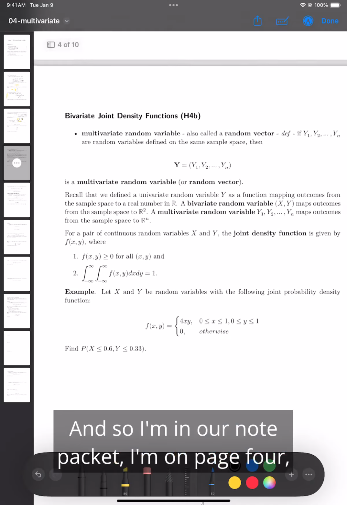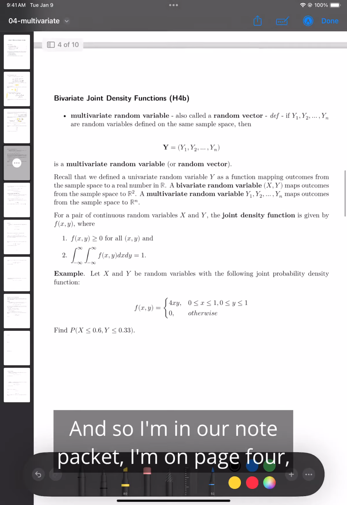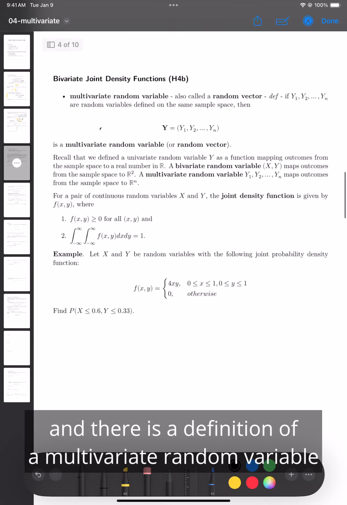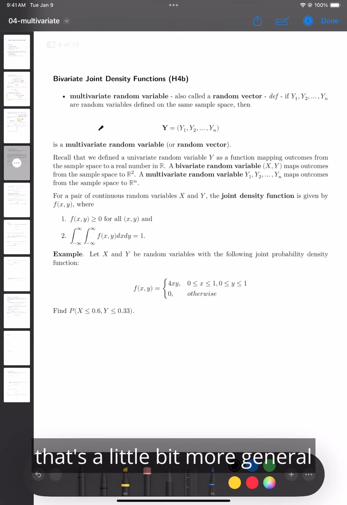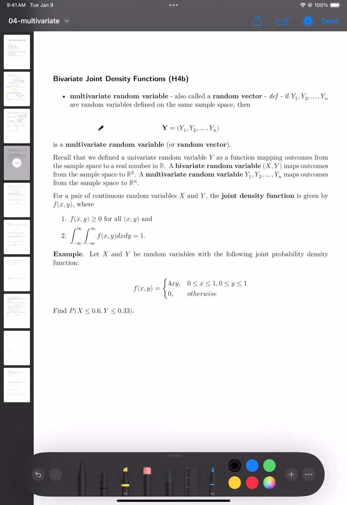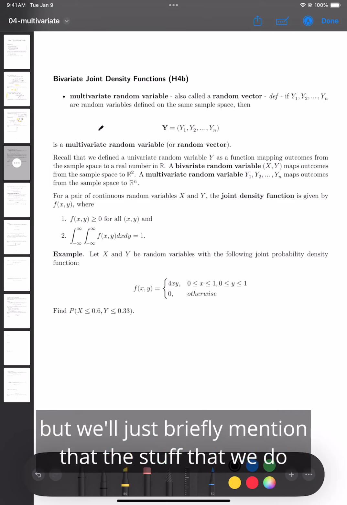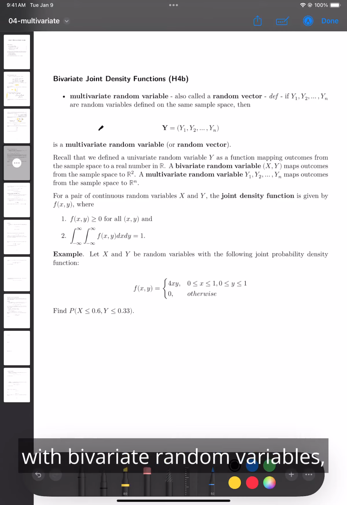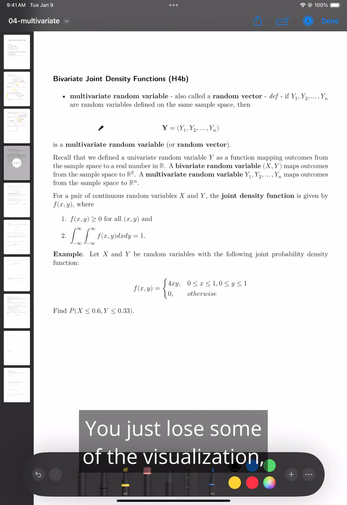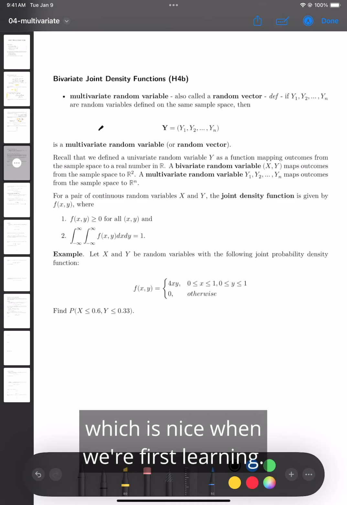And so in our note packet, I'm on page 4, and there is a definition of a multivariate random variable that's a little bit more general than what we'll mostly be working with, but we'll just briefly mention that the stuff that we do with bivariate random variables can be extended to include more than two variables. You just lose some of the visualization, which is nice when we're first learning.